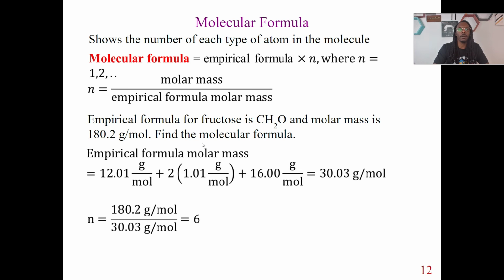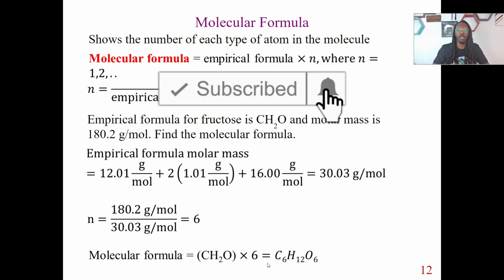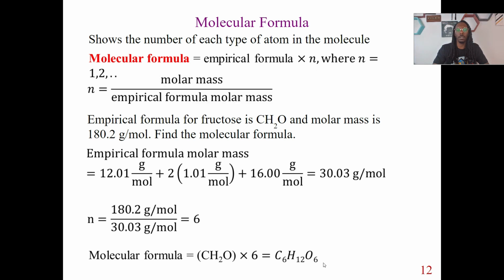So how are we going to find our molecular formula? Once again, to find a molecular formula, we're just going to multiply the empirical formula by our N, in this case 6. So we're going to multiply our carbon by 6, hydrogen by 6, and oxygen by 6. This will become C6H12O6. And this is our molecular formula here.